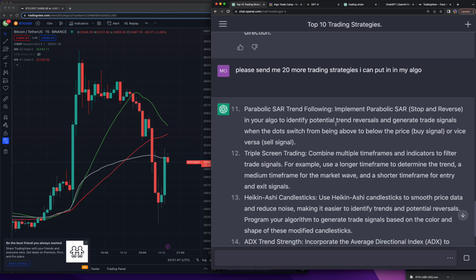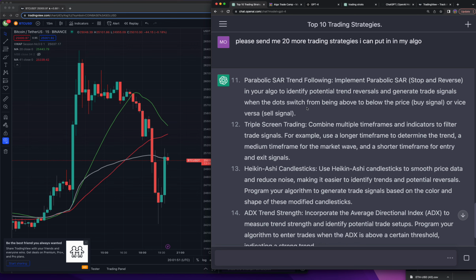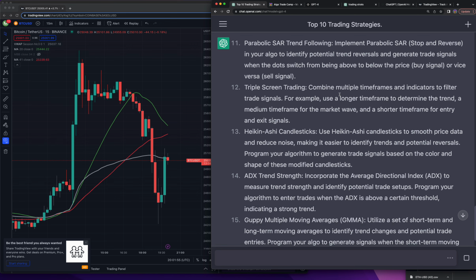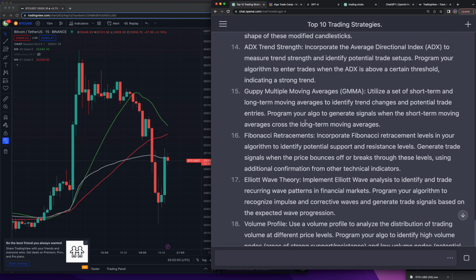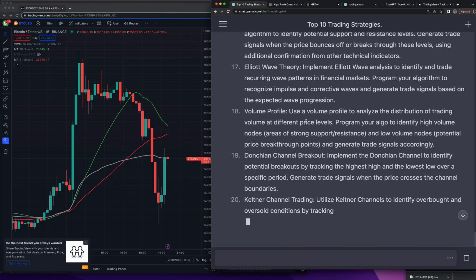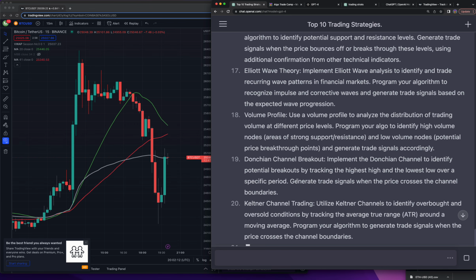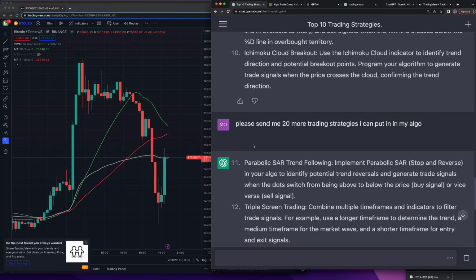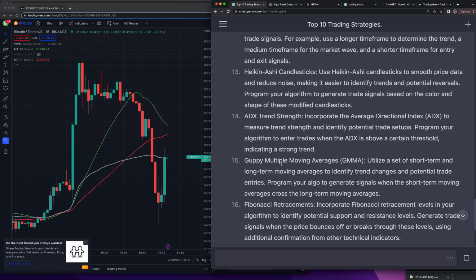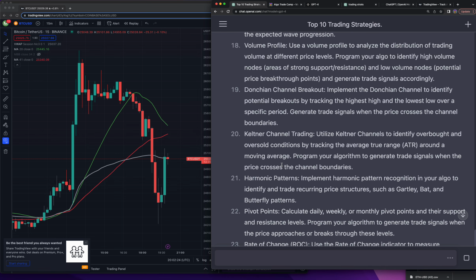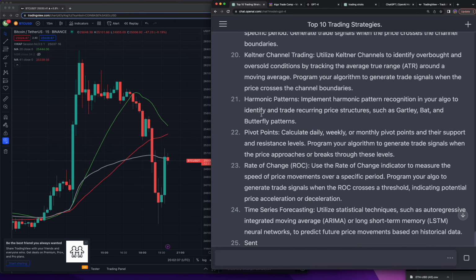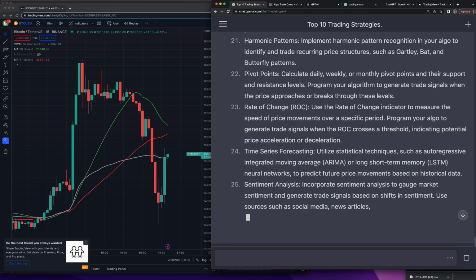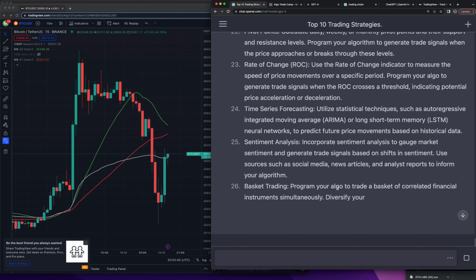So let's go ahead and see what else. We have the parabolic SAR trend following. Okay, so this is much better than it was at the start. So triple screen trading. Okay, this is a lot of new stuff, honestly. ADX trend strength, Guppy multiple moving averages, Fibonacci retracements, Elliott wave theory, volume profile, Donchian channel breakout, Keltner channel trading. So I don't know about you, but not all of these are something that I've built before. I've heard of some of them and some of them I haven't heard of. So this is actually pretty impressive because this is kind of like doing my research for me, right? Like, what if I said, hey, give me 20 more and give me 20 more. So you can see harmonic patterns, pivot points, rate of change, time series forecasting. We've done a lot of ARIMA here on the channel. Not a lot, but sentiment analysis. Okay, basket trading.